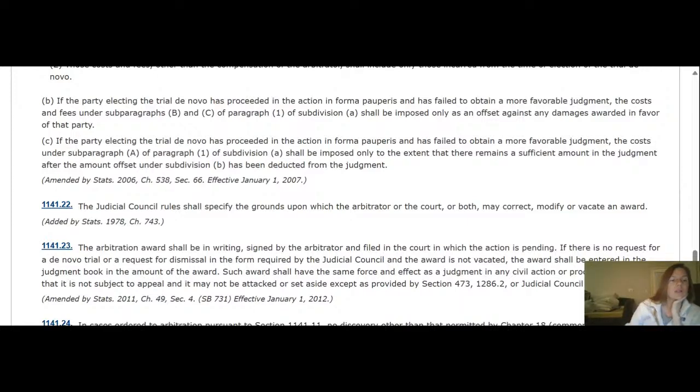I guess 1141.22. The Judicial Council rules shall specify the grounds upon which the arbitrator or the court or both may correct, modify, or vacate an award. 1141.23. The arbitration award shall be in writing, signed by the arbitrator, and filed with the court in which the action is pending. If there is no request for a de novo trial or a request for dismissal in the form required by the Judicial Council and the award is not vacated, the award shall be entered in the judgment book in the amount of the award. Such award shall have the same force and effect as a judgment in any civil action or proceeding, except that it is not subject to appeal, and it may not be attacked or set aside except as provided by Section 473, 1286.2, or the Judicial Council Rule.